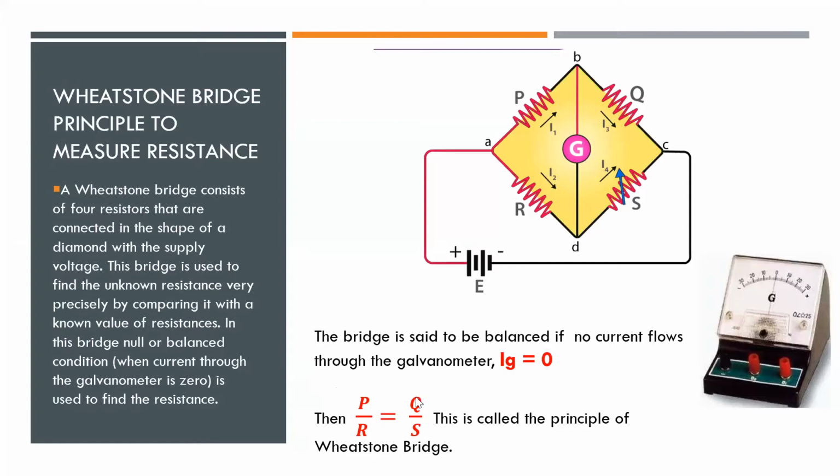Now with this equation, if you know any 3 of the resistances, you can calculate the 4th one, which is unknown, right? Therefore, this Wheatstone's bridge is used to find an unknown resistance very precisely by comparing it with known values of resistances, which means if the other 3 values are known, you can calculate the unknown value using this principle. Now, I will show you on the whiteboard how we can derive this principle of Wheatstone's bridge using Kirchhoff's current and voltage law.